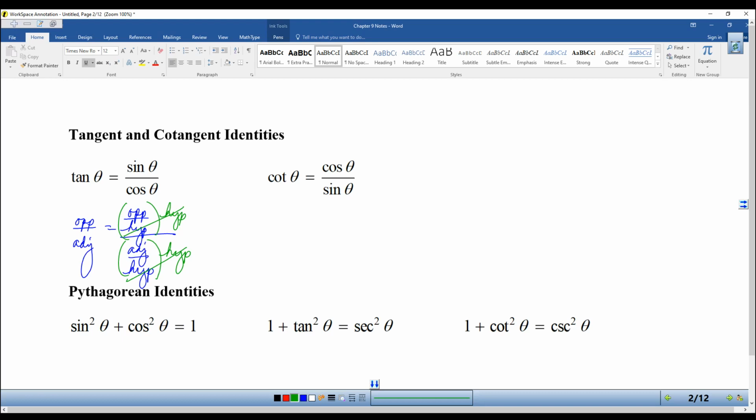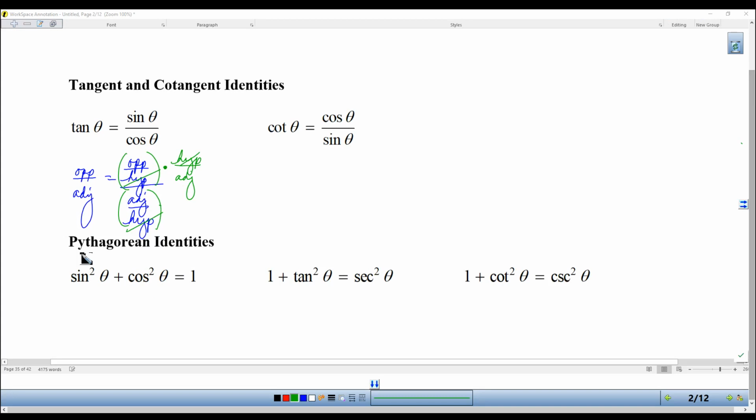Or you could think of it instead as your traditional keep, change, flip, which would be to keep this one the same, change, and then flip hypotenuse over adjacent. Either way, you're getting opposite over adjacent. And you could go through that same exercise for cotangent, but cotangent is going to be cosine over sine.